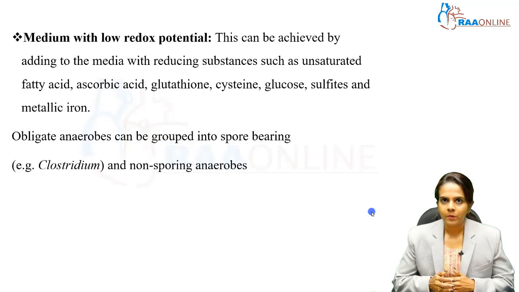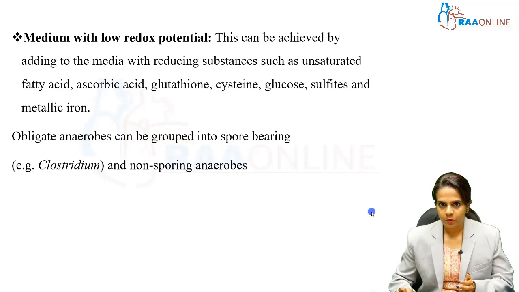Also, a medium with low redox potential can be used, achieved by adding reducing substances to the medium such as unsaturated fatty acid, ascorbic acid, glutathione, cysteine, glucose, sulfites, and metallic ions. Obligate anaerobes can be grouped into spore-bearing anaerobes and non-spore-bearing anaerobes. Examples of spore-bearing anaerobes include Clostridium species, and for non-sporing anaerobes, let us see in the forthcoming slides.